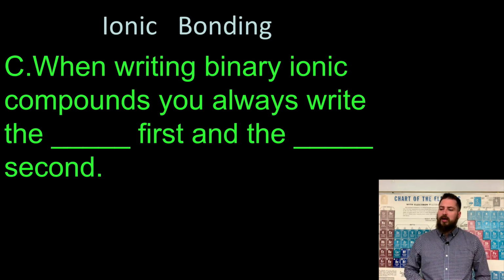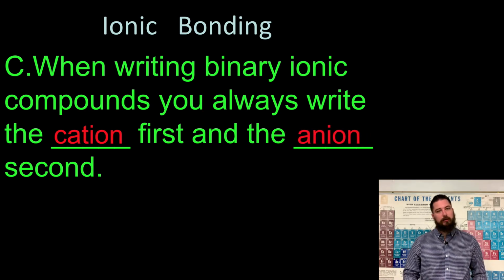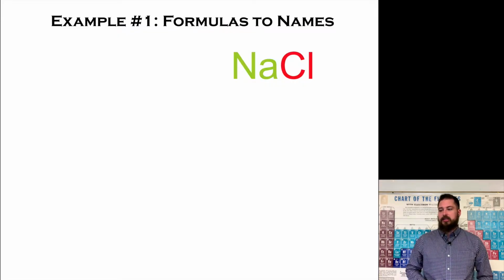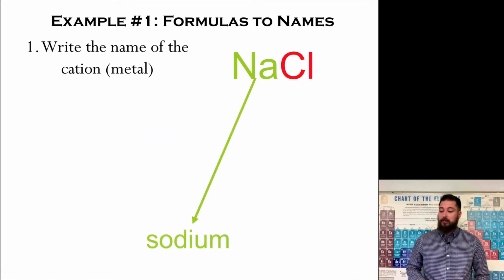So when writing binary ionic compounds, so that's ionic compounds that have two atoms in them, you will always write the cation first, so the positive ion or the metal, and the anion second, so the nonmetal. So you always write the metal first and then the nonmetal. So here's an example. Here's NaCl, we have the sodium first and the chlorine second, except it's not chlorine anymore, it's chloride. So first thing you want to do is write the name of the cation, the sodium is the cation.